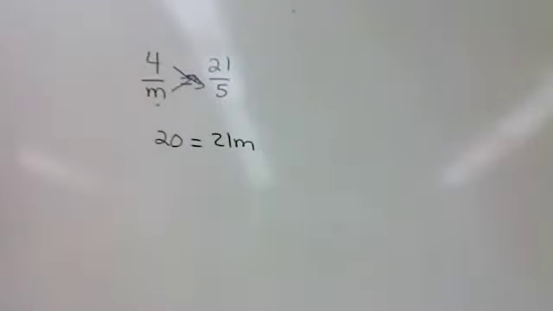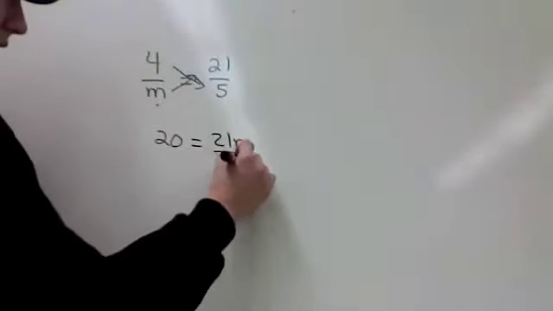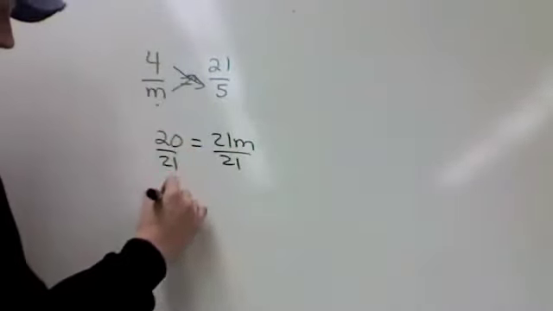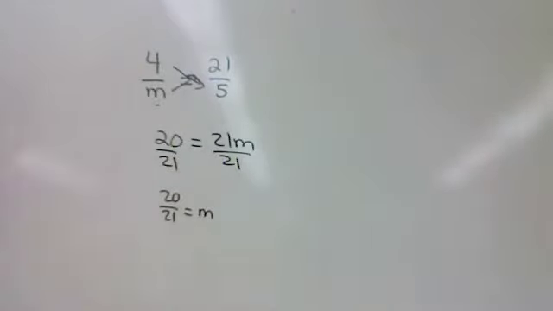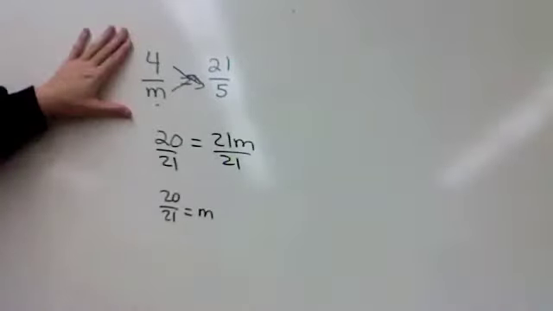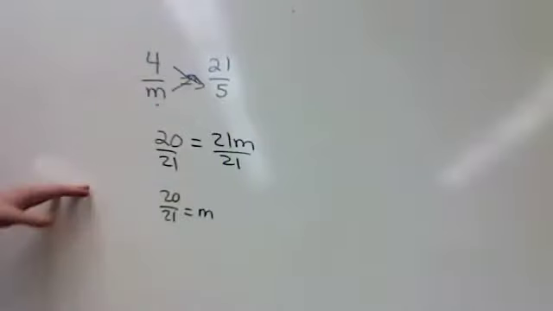So now that we've got 20 equals 21m, in order to solve for m, we have to divide by 21, and we're going to get a final answer of 20 over 21 equals m. So again, trying to solve ratio problems is really fairly simple. All we are going to do is set it up, cross multiply, divide on both sides, and solve for our final variable.